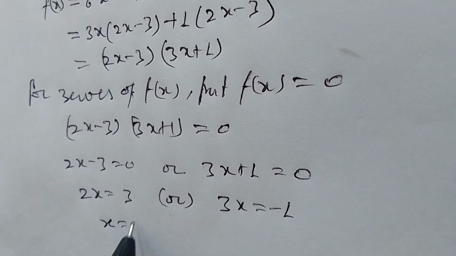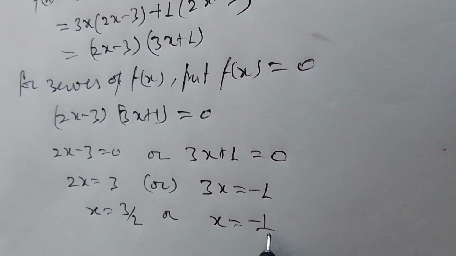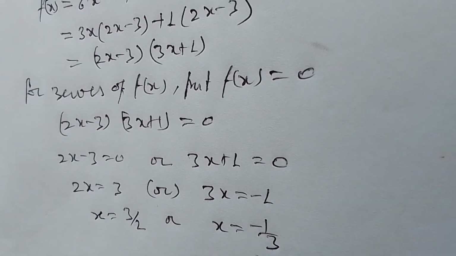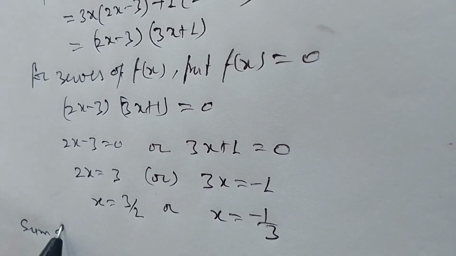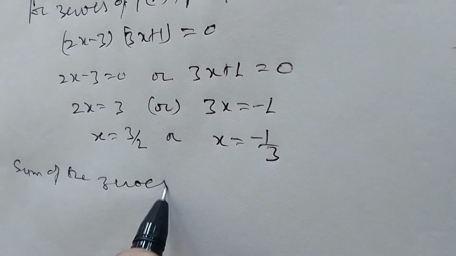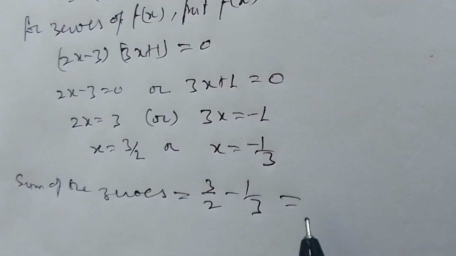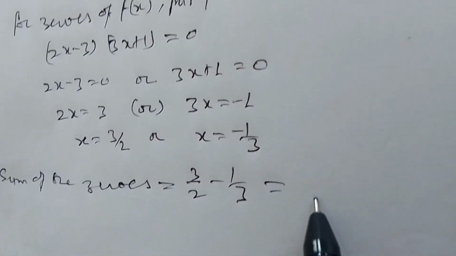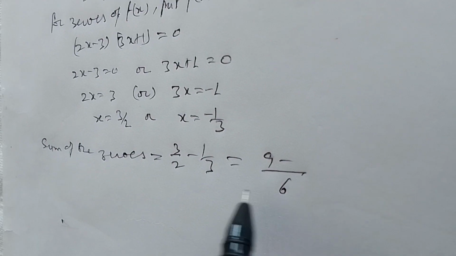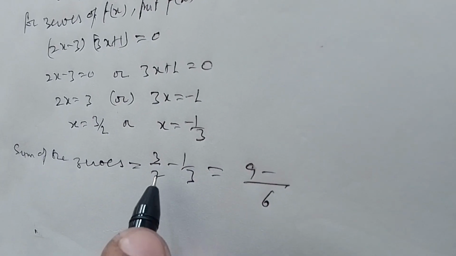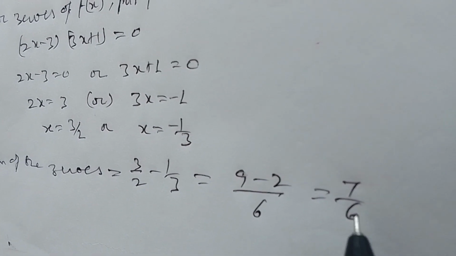So x comes out to be 3 by 2 or x comes out to be minus 1 by 3. So these two answers come. Now the sum of the zeros comes out to be 3 by 2 minus 1 by 3. Here, for 2 and 3 the LCM comes out to 6. So 3 threes are 9 minus 2 threes is 2 multiplied by 2. So it comes out to be 7 by 6. So it is the sum of the zeros.